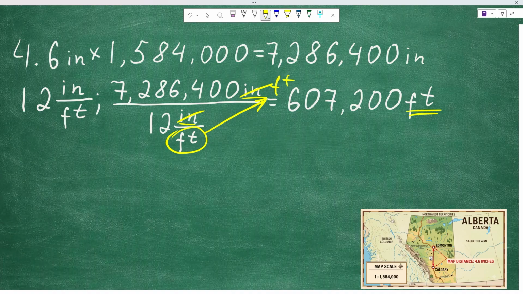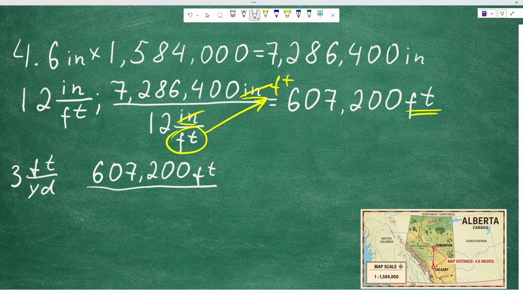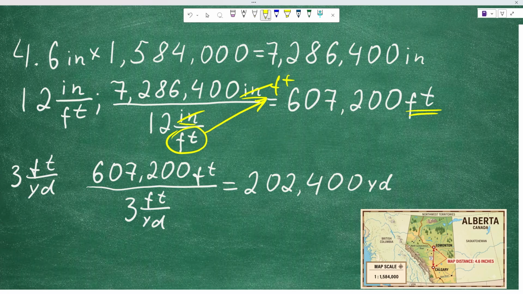Next, let's step up to yards. Since there are 3 feet in a yard, we divide our feet by 3. 607,200 feet divided by 3 feet per yard. And we can use our calculators, and we get 202,400 yards. Let's check our units again. Feet cancel out, and these yards go up. So we have yards here and yards here. Again, we are on the right track.